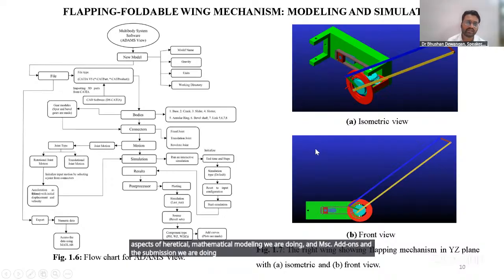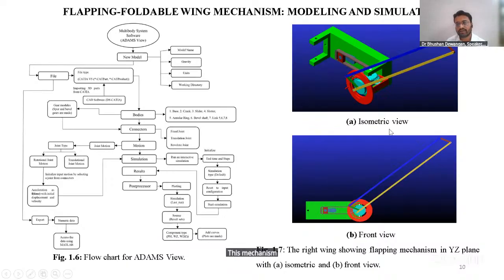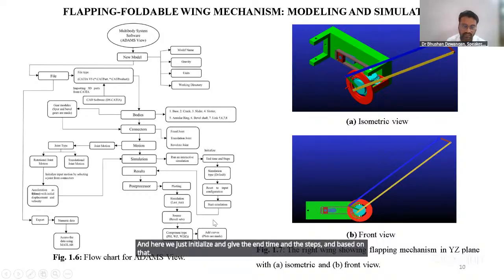So we are just checking whether this mechanism's functionality is working, whether it can be used for the fabrication part, and whether it can be used in the environment. So in that, we find out and do the simulation. Here we initialize and give the end time and the steps, and based on that, we start the simulation.